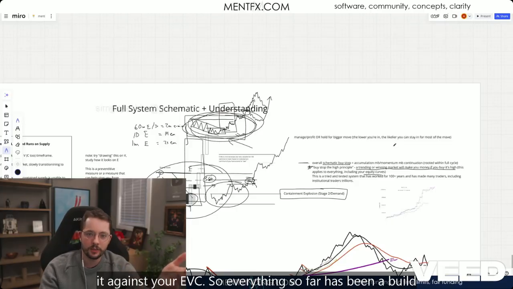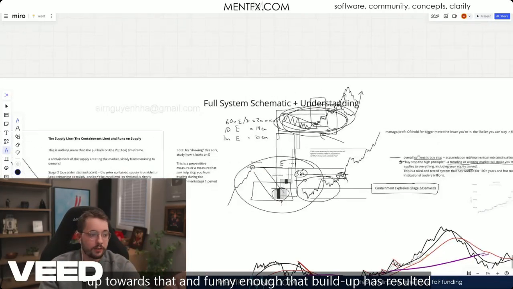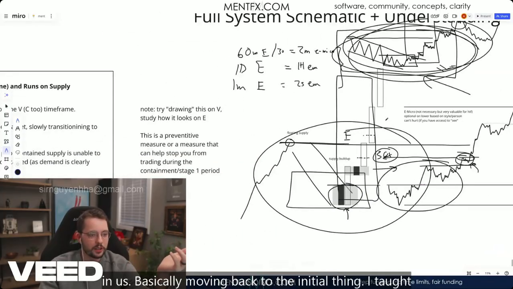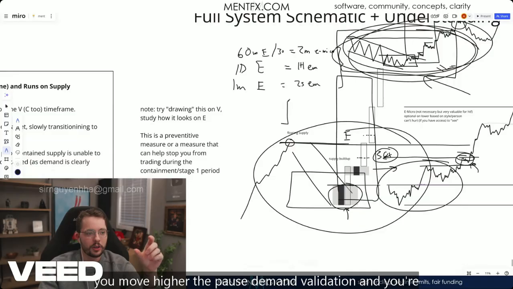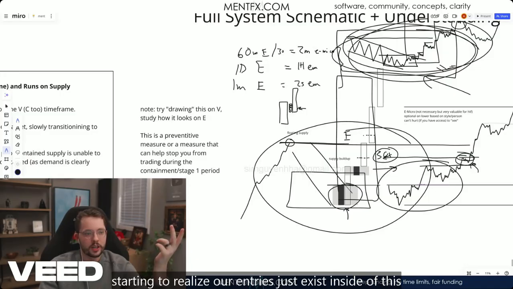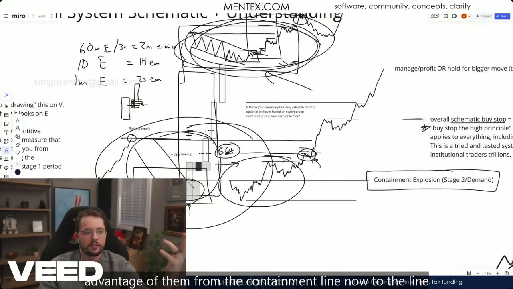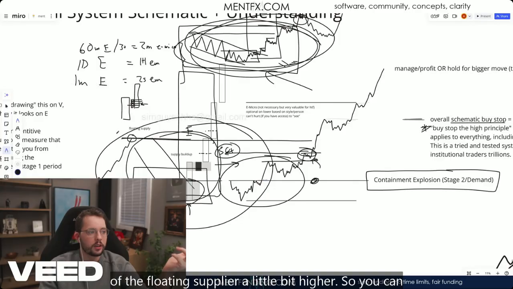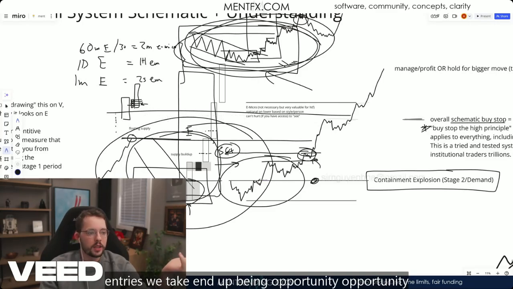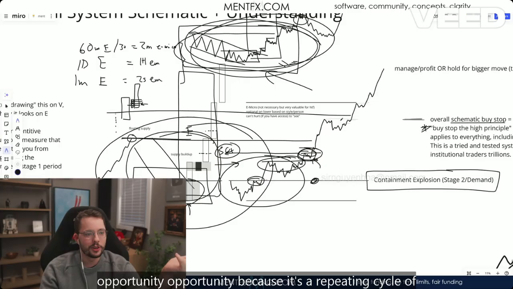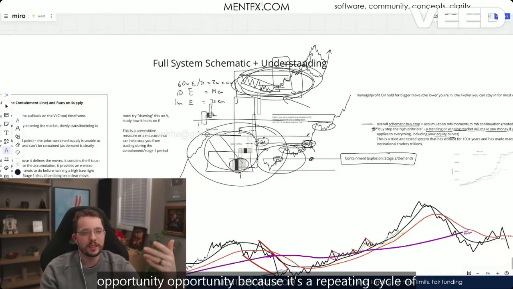So everything so far has been a build up towards that, and funny enough, that build up has resulted in us basically moving back to the initial thing I taught you: move higher, the pause, demand validation, and you're starting to realize our entries just exist inside of this area here as we move higher. And we're just simply finding these pockets of opportunity, and we're taking advantage of them from the containment line now to the line of the floating supply or a little bit higher. So you can just kind of float supply higher and boom, right?